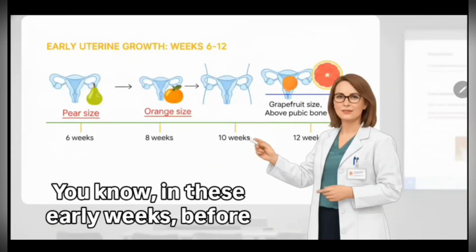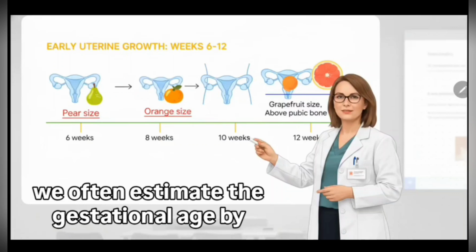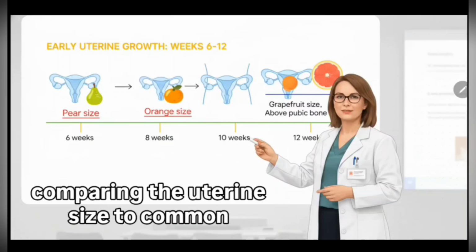You know, in these early weeks, before we can properly measure from the outside, we often estimate the gestational age by comparing the uterine size to common fruits.